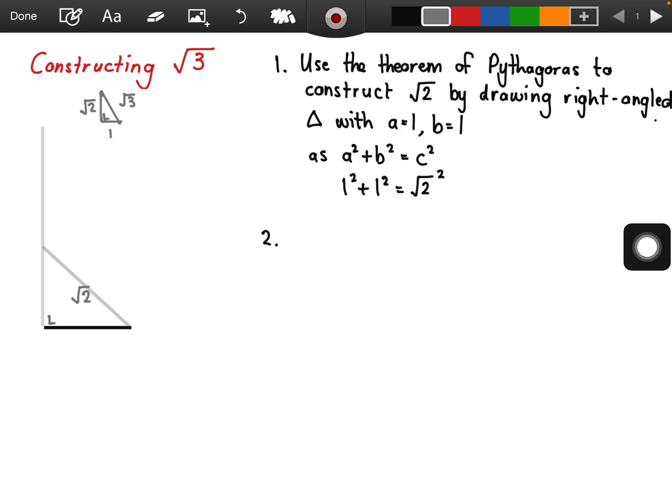Okay, so now my step 2 is I'm essentially going to be doing exactly this. I'm going to be using the theorem of Pythagoras to construct root 3 by drawing a right angle triangle with a equals 1 and b equals square root 2 as a squared plus b squared equals c squared. So 1 squared plus square root 2 squared equals square root 3 squared. But I'm not going to squish it all together that much. I've only squished it all together here because if I'm constructing root 3, then I don't want to spend ages writing out the steps for root 2.